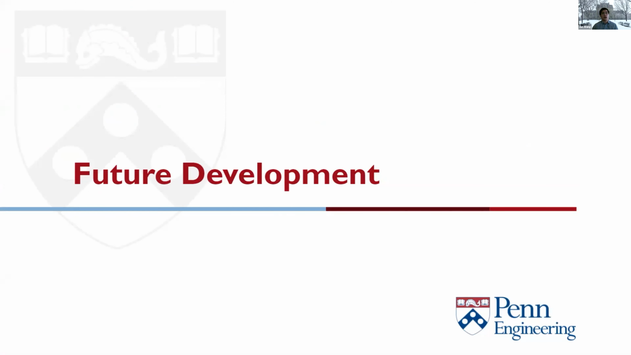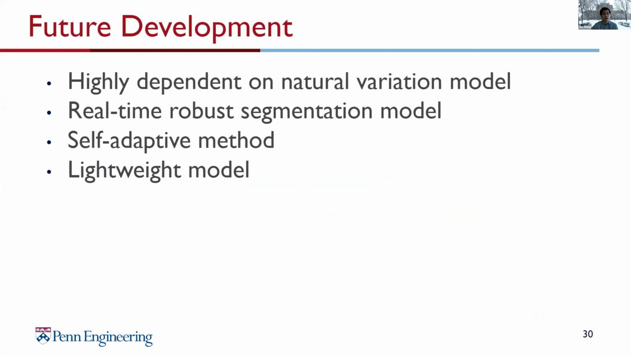And finally, I'm going to talk about some future development in this field. First of all, I have to admit that our current model is highly dependent on the natural variation model, which means that if the natural variation model cannot capture a good transformation from source domain to target domain, our methods cannot perform as well as other methods. Also, because our model is relatively complicated, it's really far away from the case of real time with high inference speed. But actually right now, all the real-time segmentation models have to sacrifice accuracy in some senses.